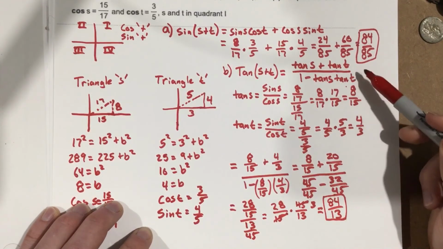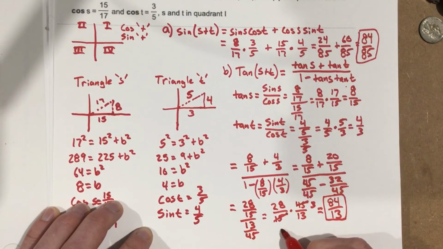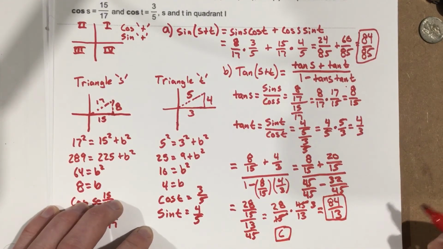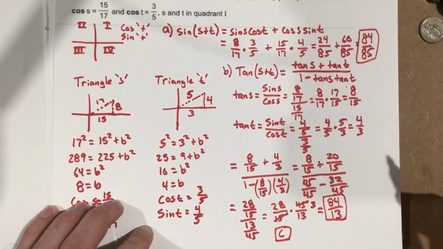So that's part A. This is part B. Lastly, what's part C? So part C, they say the quadrant of s plus t. What quadrant is s plus t?